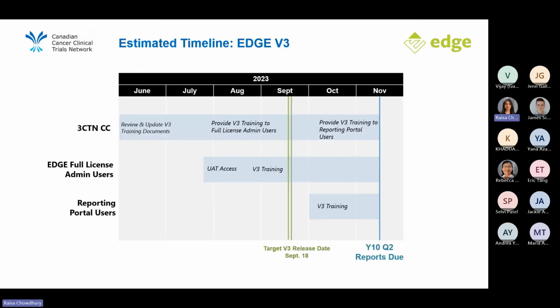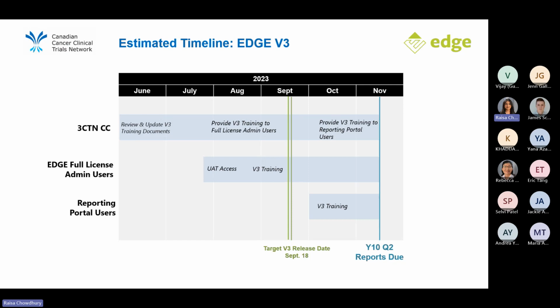Just to go over the timeline, the target release date for Edge version 3 has been announced for September 18th. As you can see, we do have training that will be provided throughout. This first training session is for full Edge license admin users, and that will give everyone a chance to test out this new version, get the training first, and if there is any feedback or any concerns with version 3, we can then submit that feedback to UK. After September 18th, we will roll out training for reporting portal users as well.